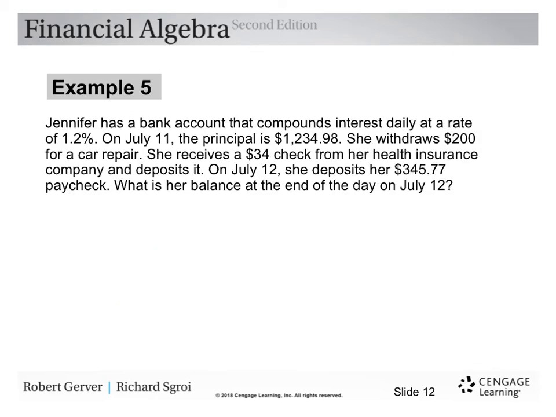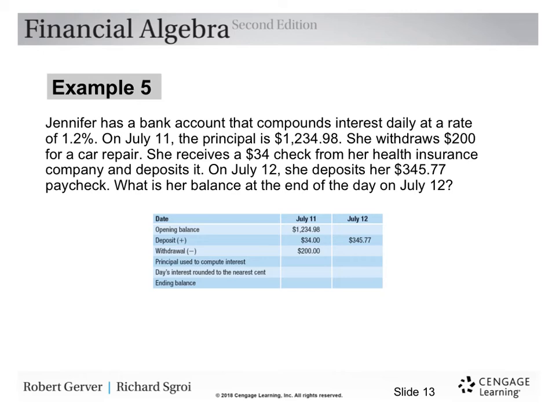All right, let's look at one last example here. Jennifer has a bank account that compounds interest daily at a rate of 1.2%. On July 11th, the principal is $1,234.98. She withdraws $200 for a car repair. She receives a $34 check from her health insurance company and deposits it. And on July 12th, she deposits her $345.77 paycheck. What is her balance at the end of the day on July 12th?